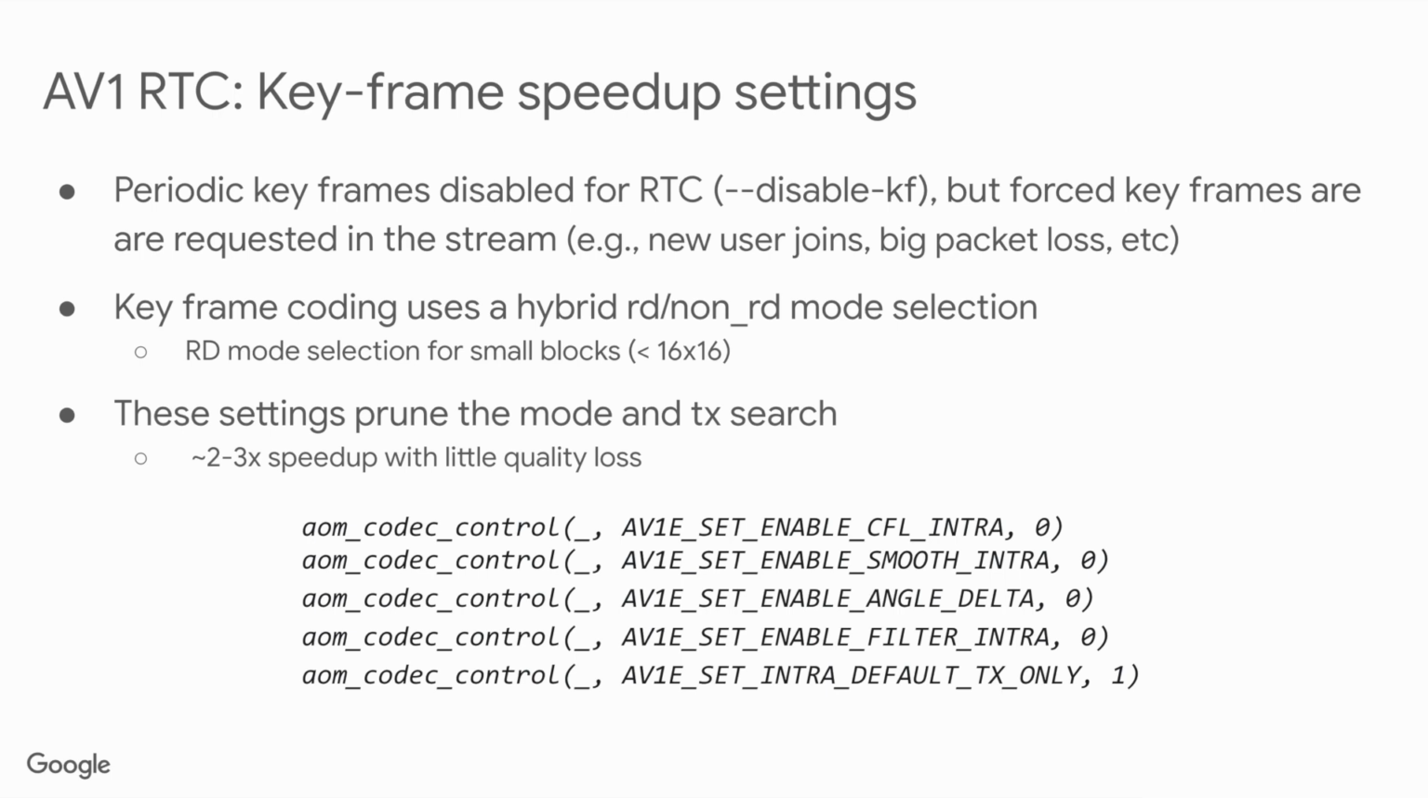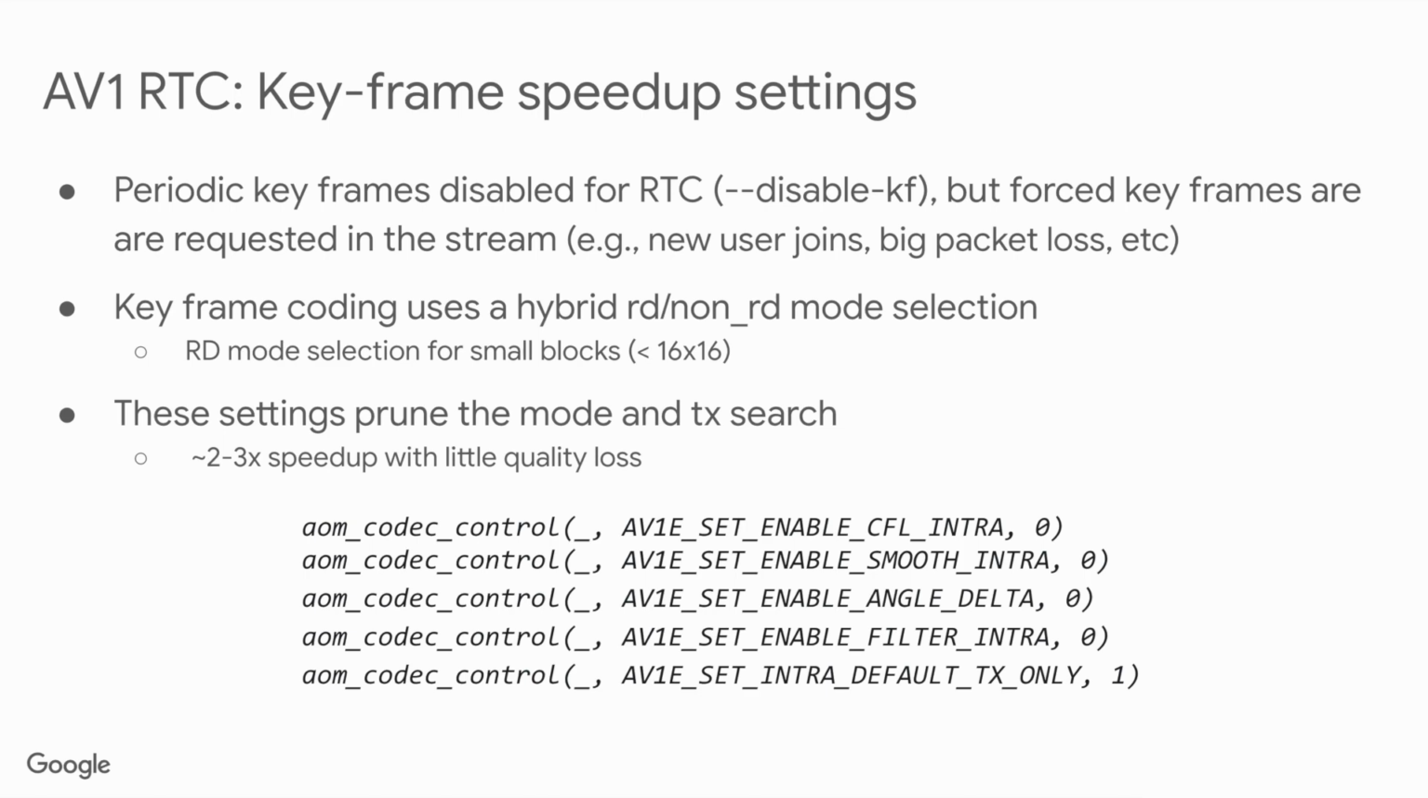So for keyframe encoding, the RTC uses a hybrid encoder, which means that the small blocks are encoded through the RD mode selection, and then the bigger blocks are actually going through the non-RD path. And this allows for good quality speed trade-off. There's a number of settings to prune the mode and transform search for the keyframe in the hybrid encoding. These are listed here, and you can get a pretty good speed up, almost 3x speed up with very little quality loss. And you can see all these settings in the open source WebRTC wrapper for AV1 that I provided in the previous slides.